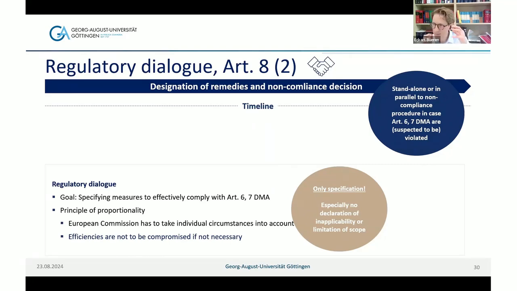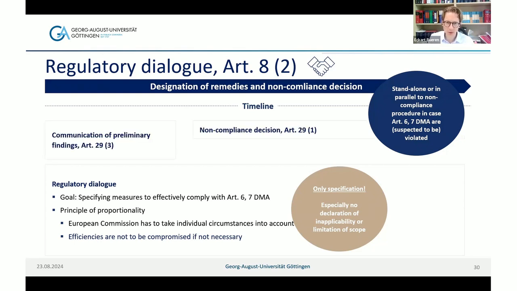This is again a reminder of when the regulatory dialogue can start. It can start standalone, so it can start because maybe the gatekeeper asks for it, or because the Commission thinks it's suitable to specify what the gatekeeper has to do in a certain scenario. But it can also accompany a non-compliance procedure in case of Articles 6 and 7 DMA. And these non-compliance proceedings have different stages listed here, and I will go into detail now.